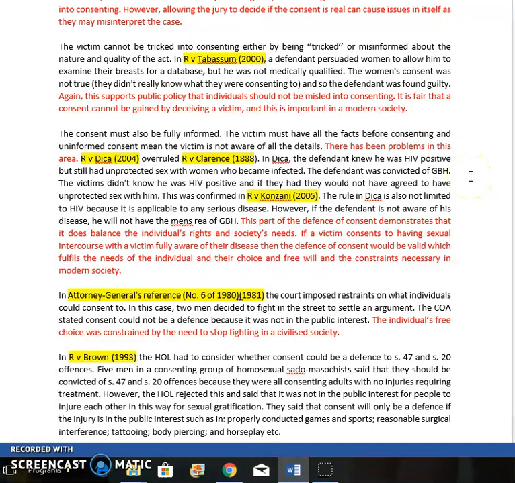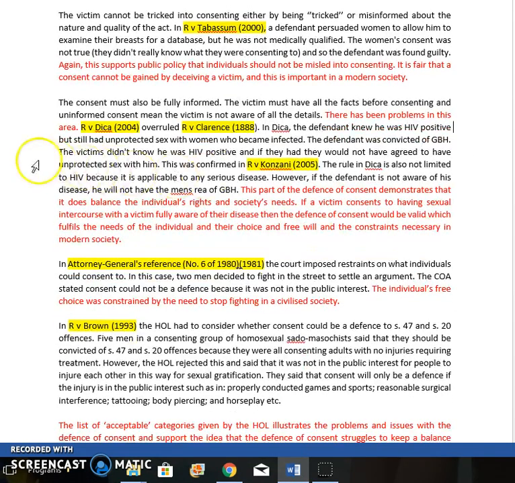Dica and Clarence were cases about whether victims consented when the defendant has HIV. In the cases here we're looking at, the victims didn't know that the defendant was HIV positive. If they'd known, they wouldn't have consented. This was confirmed in the case of Konzani. It's not limited to HIV. It's also been applied more recently. You'll probably remember the case of Golding, 2014.